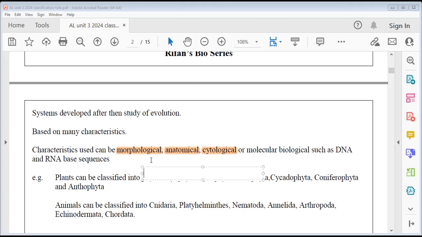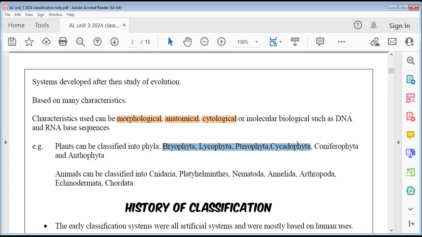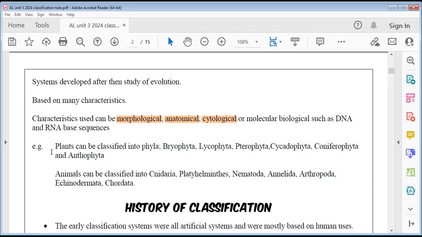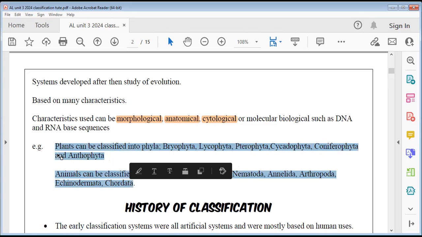According to the natural classification, plants are divided into various groups: bryophyta, lycophyta, pterophyta, pteridophyta, coniferophyta, anthophyta. Animals are divided into several phyla: cnidaria, platyhelminthes, nematoda, annelida, arthropoda, echinodermata, mollusca, chordata, those things. These are not so important at the moment. This is what you are going to study throughout the entire lesson. Clear? No need to memorize these things.